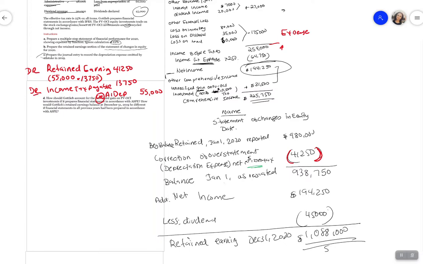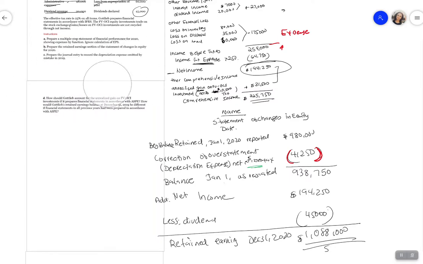So now let's see what part D of the question is asking us to do. D is asking, how should Gottlieb account for the unrealized gain for a fair value OCI investment if it prepares financial statements in accordance with ASPE? How would Gottlieb's retained earnings balance at December 31st, 2029 be different?